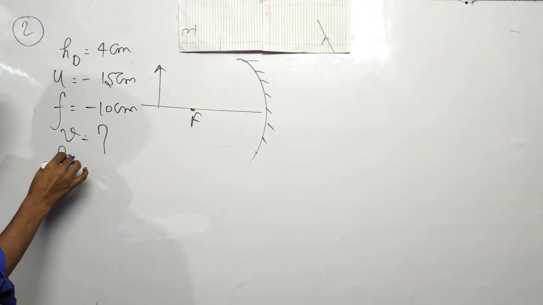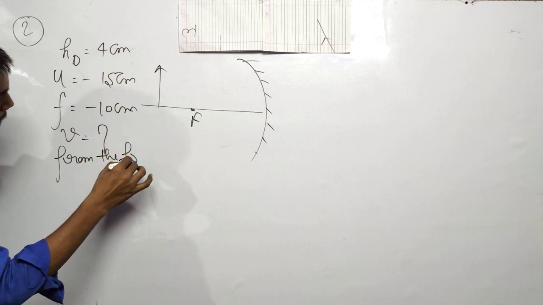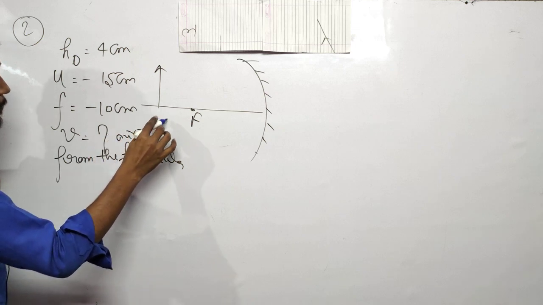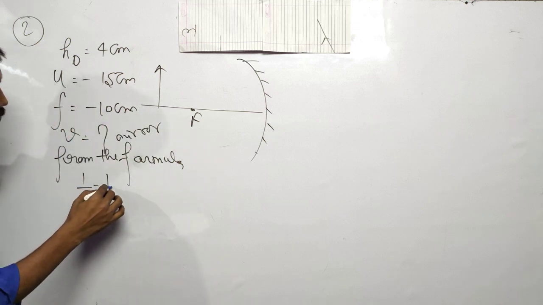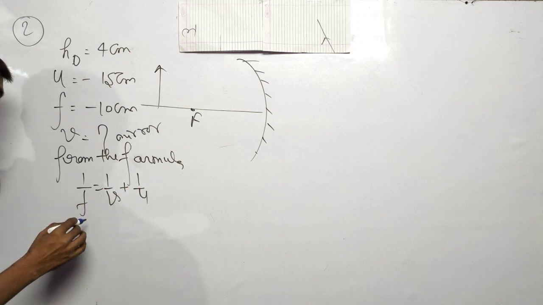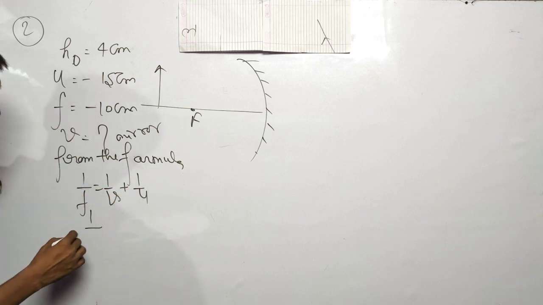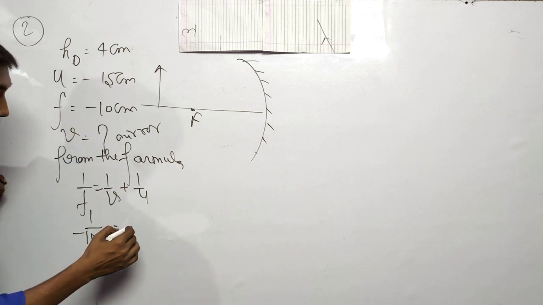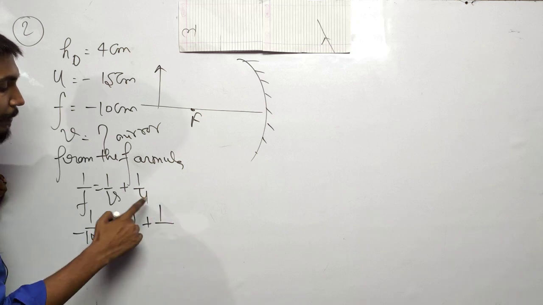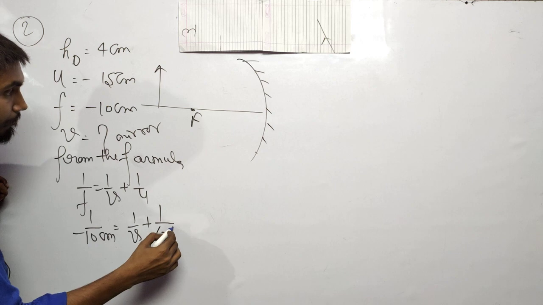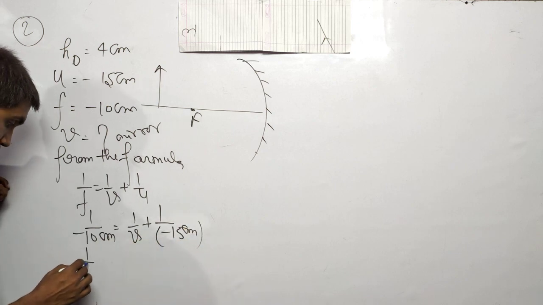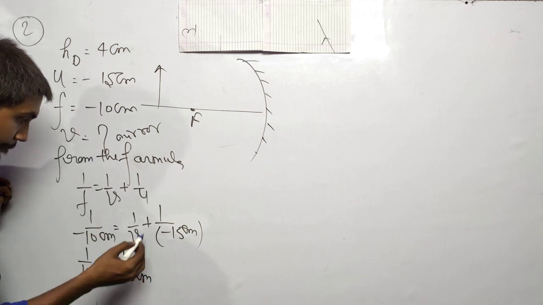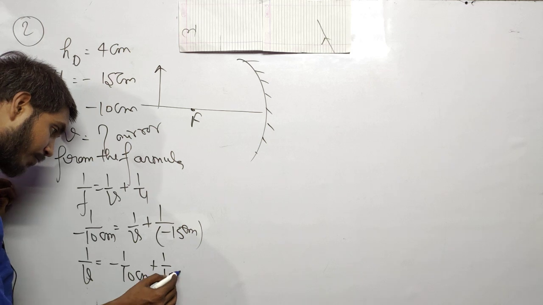So now from the formula of mirror, from the mirror formula, 1/f is equal to 1/v plus 1/u. 1/f is minus 1/10, 1/v, 1/u is minus 1/15 centimeter.